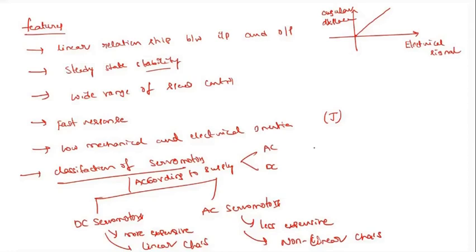Now let us give the small differences between servo motors and normal motors. In the case of normal motors, they are controlled manually. That is the major difference. Whereas in the case of servo motors, they can be controlled automatically. That is the basic difference between servo motors and normal motors. So let me write the differences here.